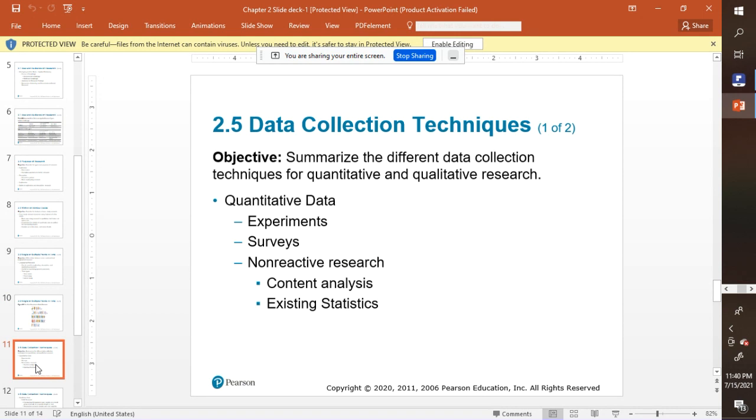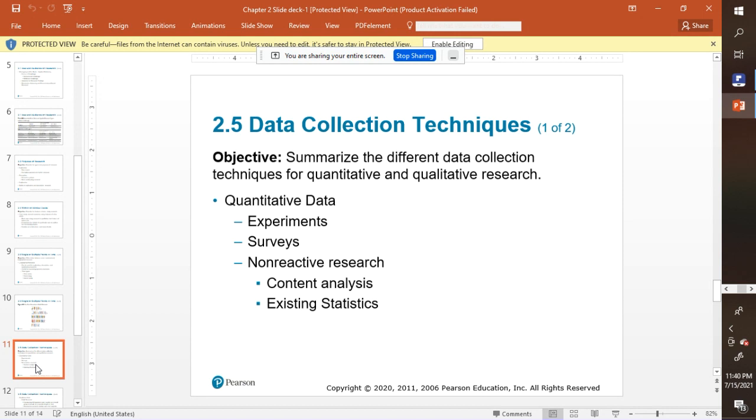Then let's look at data collection techniques. This summarizes the different data collection for quantitative and qualitative research. Now, looking at the quantitative data, it could be by experiments, surveys, or non-reactive research.